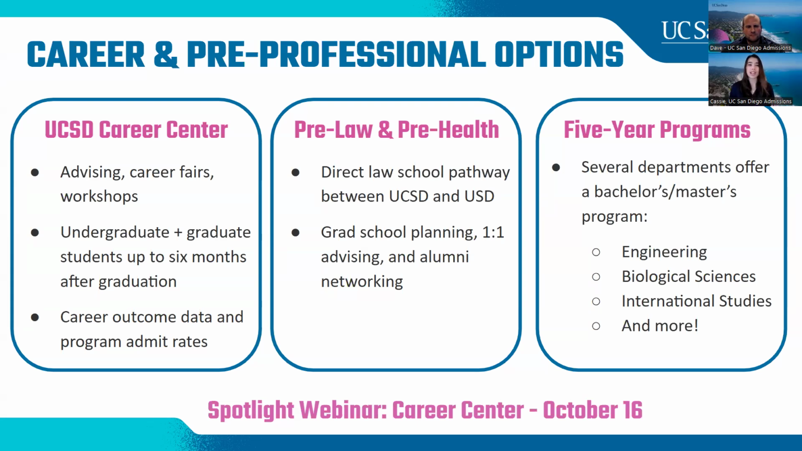And then we also have things within biological sciences. So maybe you want to get a master's before going on to medical school. You can do that in 5 years total. Same thing with international studies, economics. So if you are interested in sticking around at UCSD for a little bit longer, just one more extra year, a lot of our departments do offer this program. You can tack on that extra time and come out with another degree to boot.